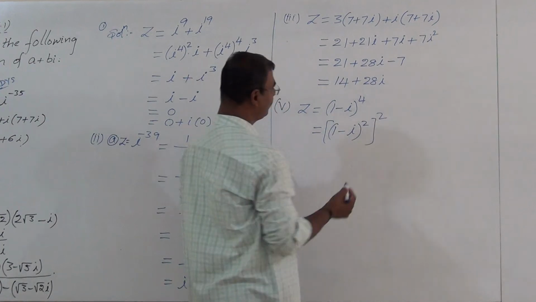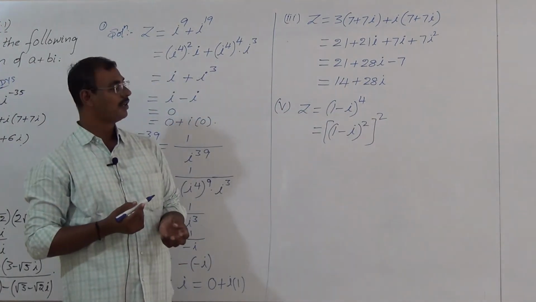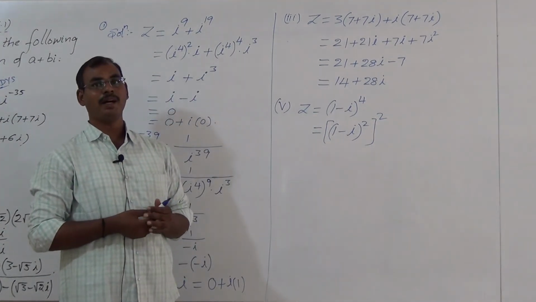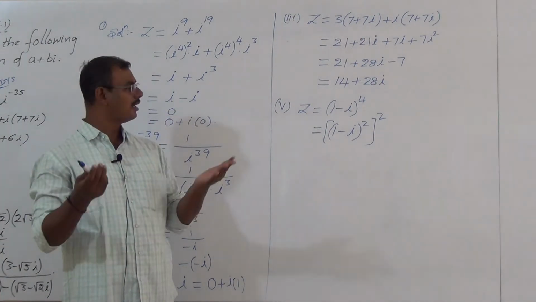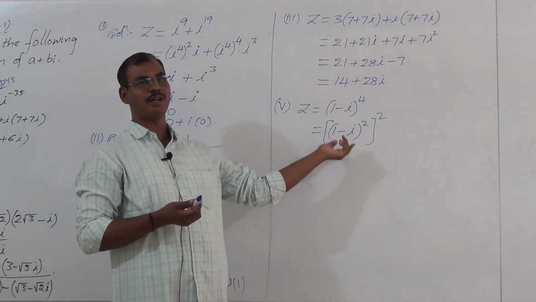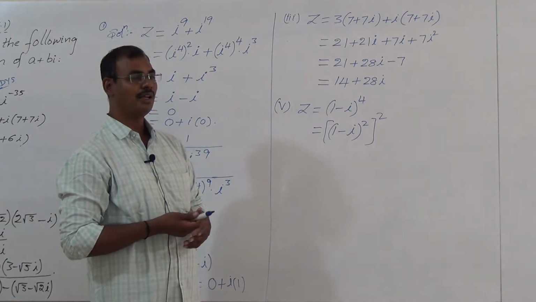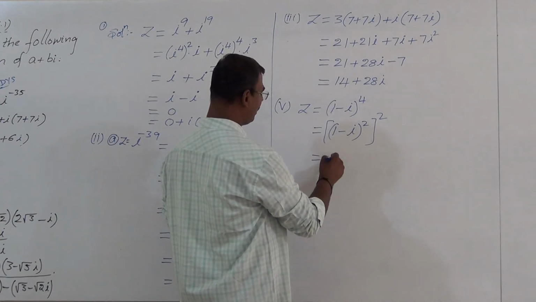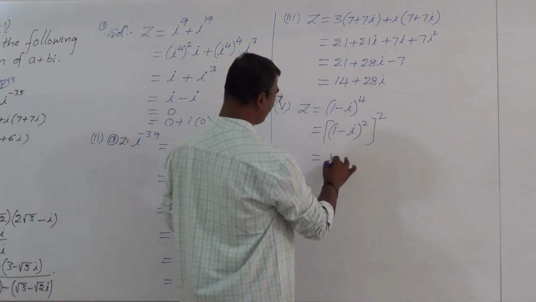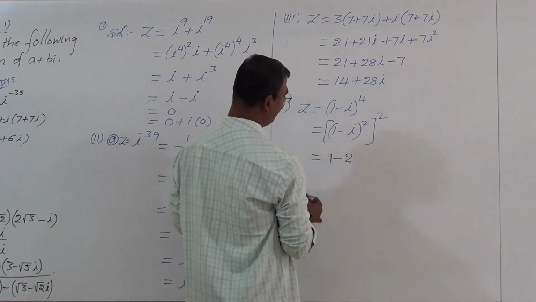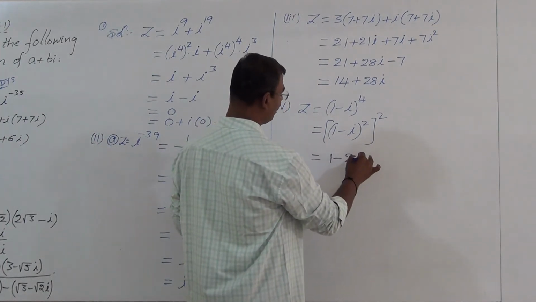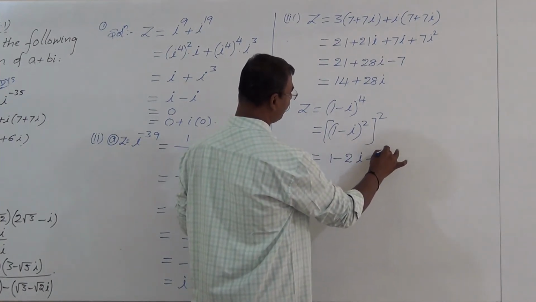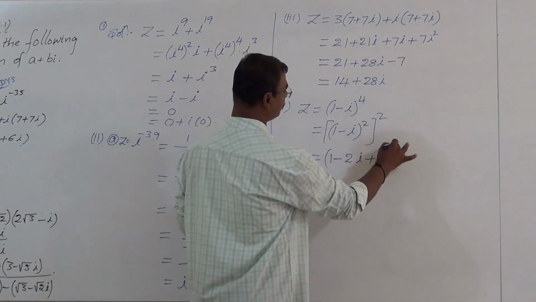Shall I write like this? Squared, to the 4. We observe what? It is in the form of (a minus b) whole square. We know that all of you, (a minus b) whole square equals a square plus 2ab plus b square. Using this formula, I write a square, that is 1 square, is 1 minus 2ab, 2 times 1 into iota, plus iota square, whole square.